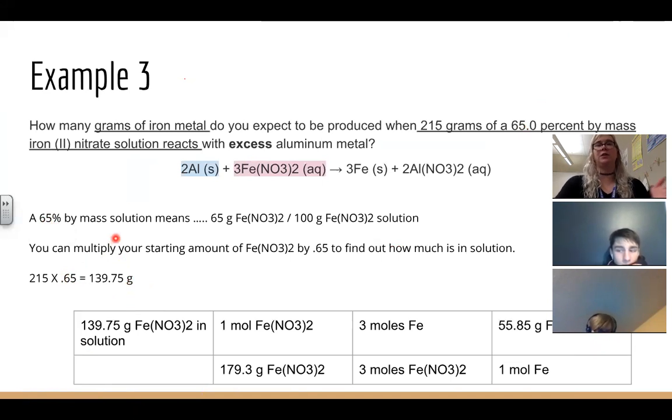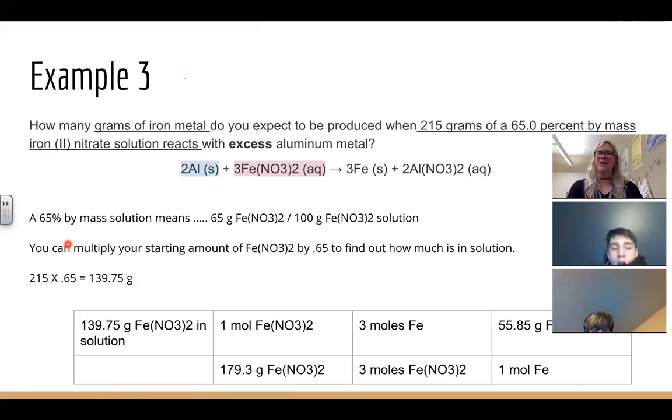Again, 65% mass solution means that it is 65 grams of the solid per 100 grams of solution. If we're starting with more than 100 grams of solution, which in this case we are, 215 grams, we have to find out what 65% of that is. So you would just type into your calculator 215 times 0.65, and that will give you 139.75. That's the shortcut way to take a percent, right? You multiply by the percent as a decimal. Okay, that was a lot, and we haven't even started the question yet, but that's what all the percent by mass stuff means.